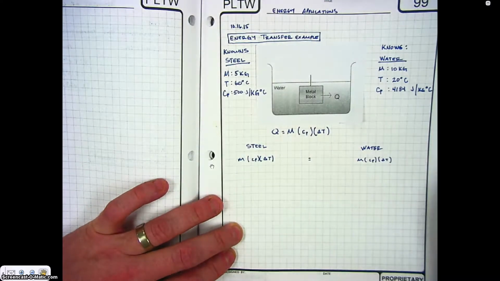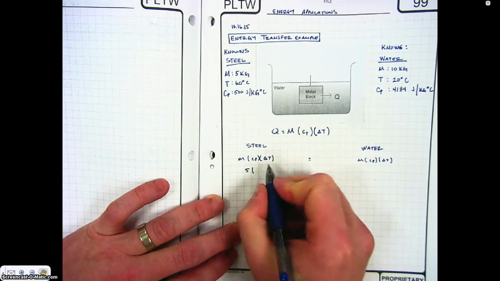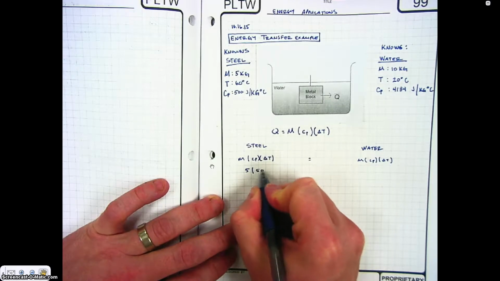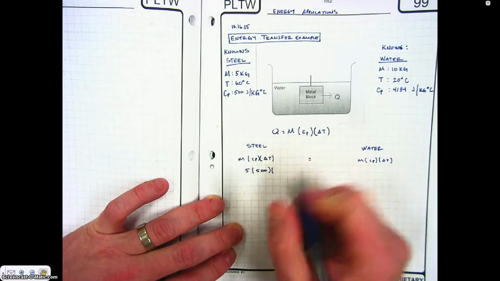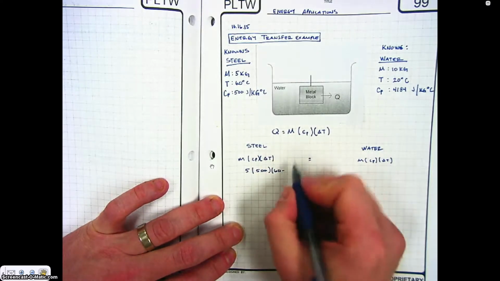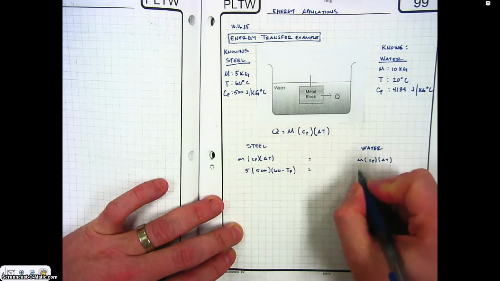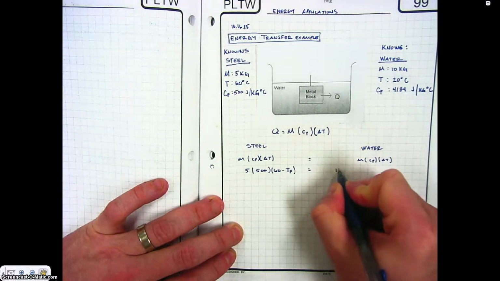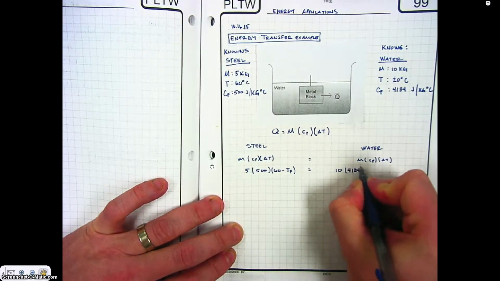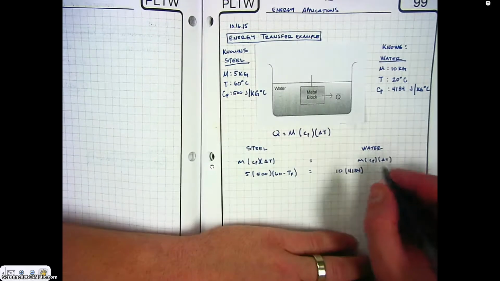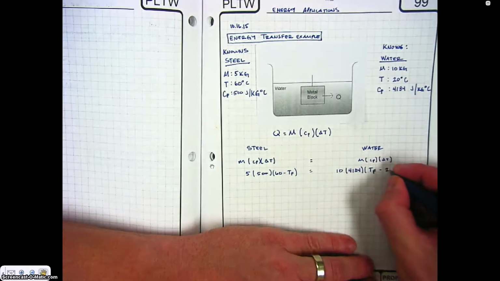The next step is to substitute in. On the steel side, our mass of steel is 5 kilograms, heat capacity of steel 500 joules per kilogram degrees Celsius, times the change in temperature. The temperature starts out at 60 degrees Celsius, and we don't know what the final temperature is, so we'll label that as TF. That has to be equal to the mass of the water, which is 10 kilograms, times the heat capacity of water, which is 4,184 joules per kilogram degrees Celsius, times the change in temperature of the water, so the final temperature minus the 20 degrees.